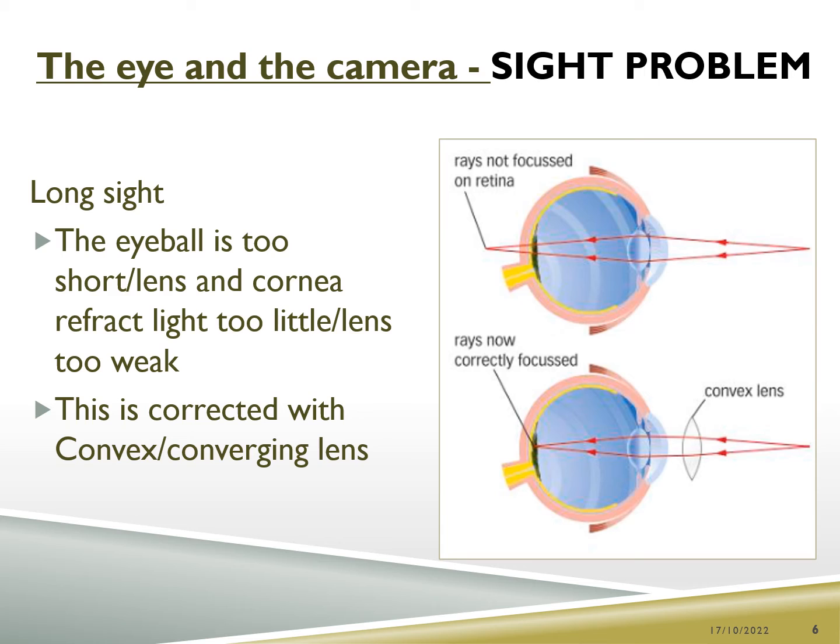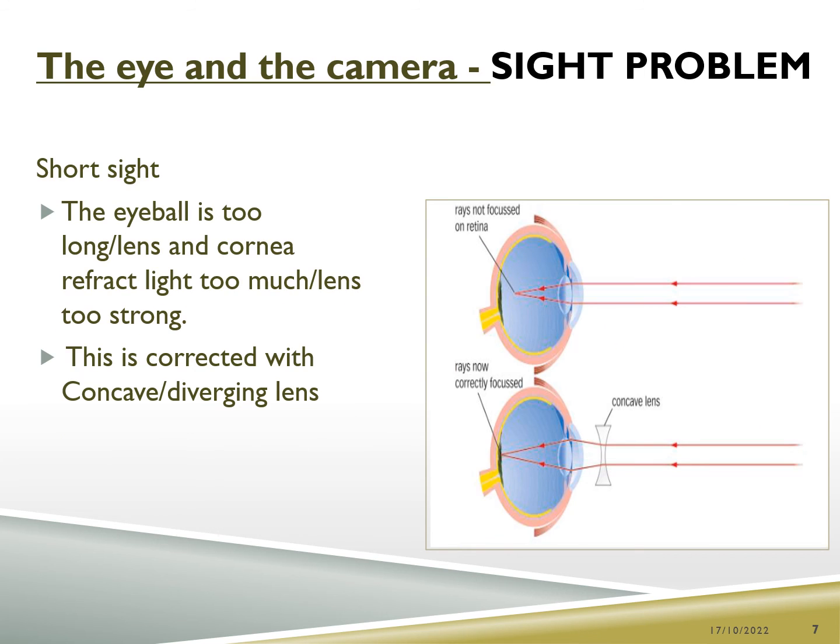If you look at the eye as short-sighted or long-sighted, usually people get really confused about what they mean. So long-sighted is when the eyeball is too short or the lens and the cornea refract light too little, or weakly. To correct this, you will need to use convex or converging lenses. So the ray of light is focused on the retina itself, which it doesn't do originally as the ray goes beyond the retina.